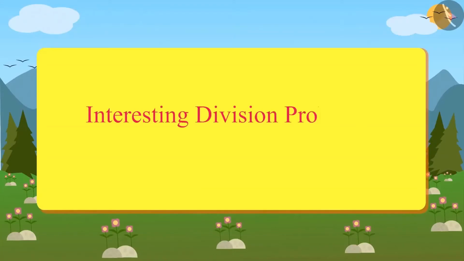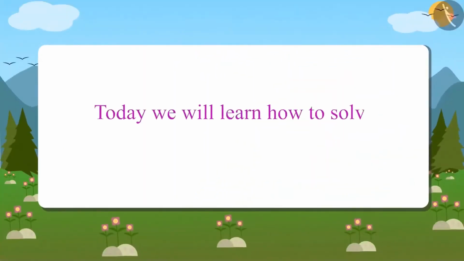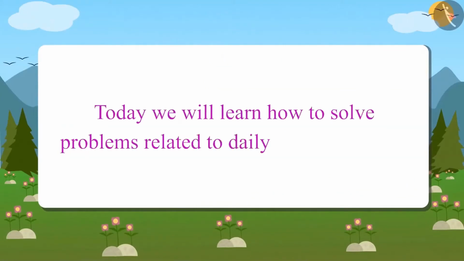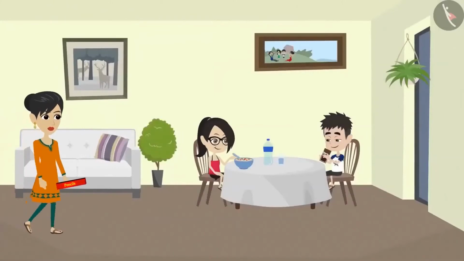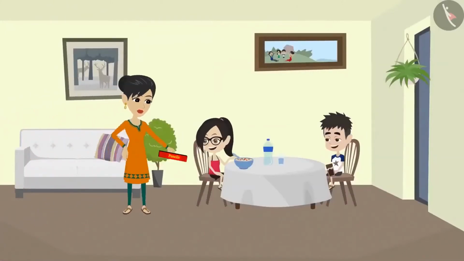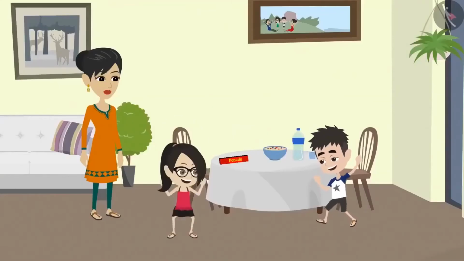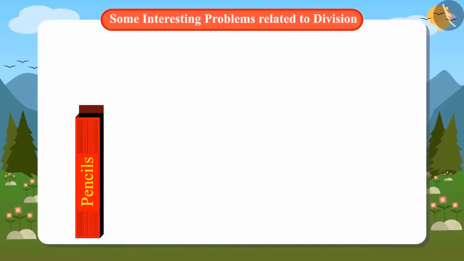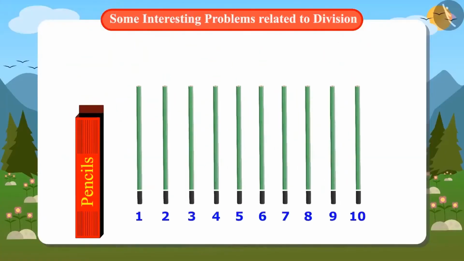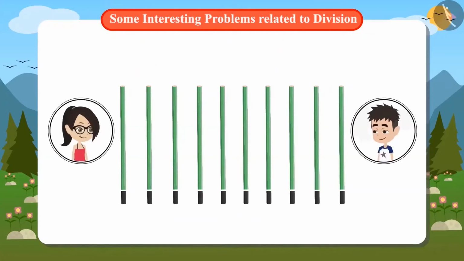Interesting division problems. Part 1. Today we will learn how to solve division problems related to real or daily life. Today, Mummy has brought a packet of pencils for Vandana and her brother. In this packet, there are 10 pencils. Vandana has to keep half of these pencils with her and give half of them to her brother.